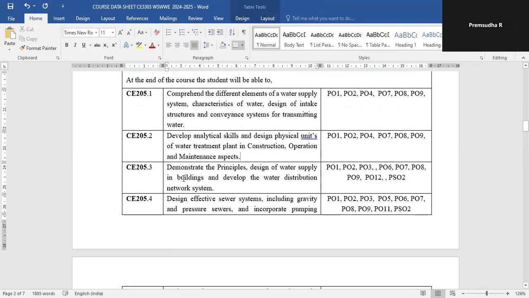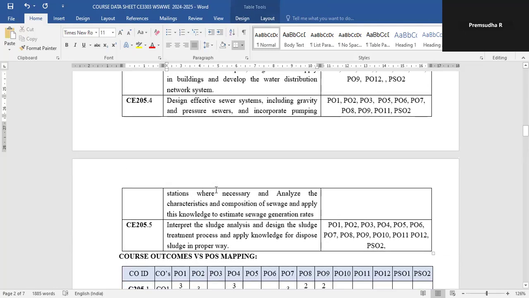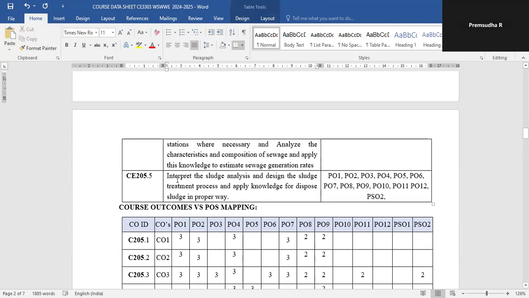Then the third course outcome: demonstrate the principles and design of water supply in buildings and develop the water distribution network system. Then the fourth: design effective sewer systems including gravity and pressure sewers and incorporate pumping stations where necessary, and analyze the characteristics and composition of sewage and apply this knowledge to estimate the sewage generation rates. Then CO5: interpret the sludge analysis, design the sludge treatment process, and apply the knowledge to dispose of sludge in the proper way.